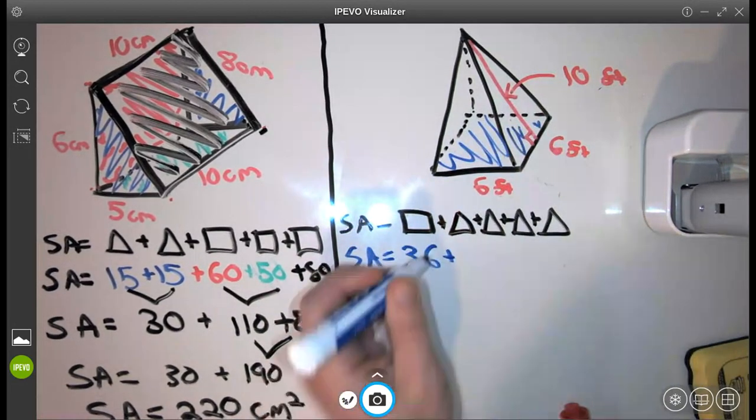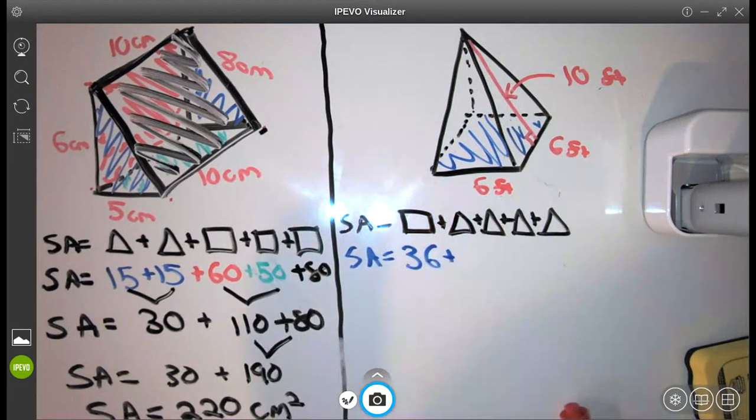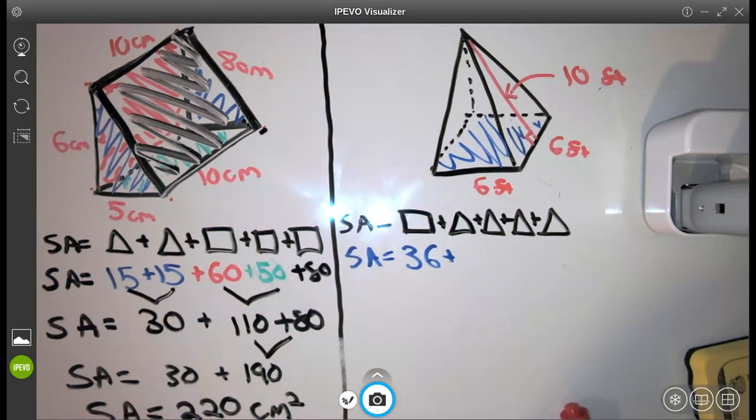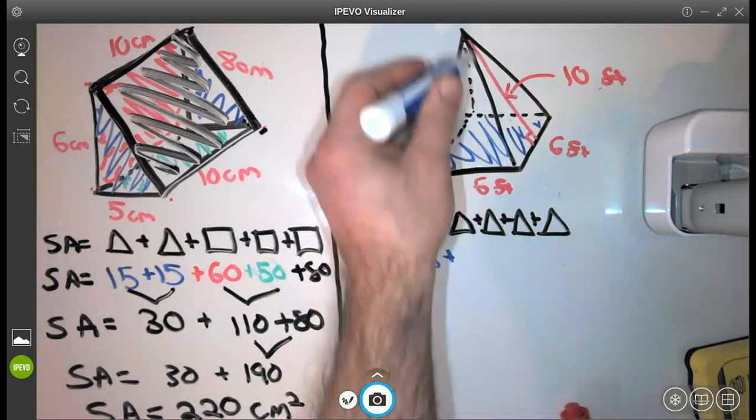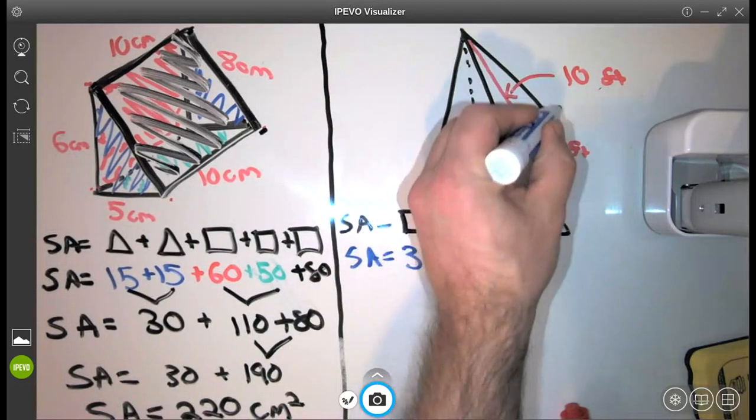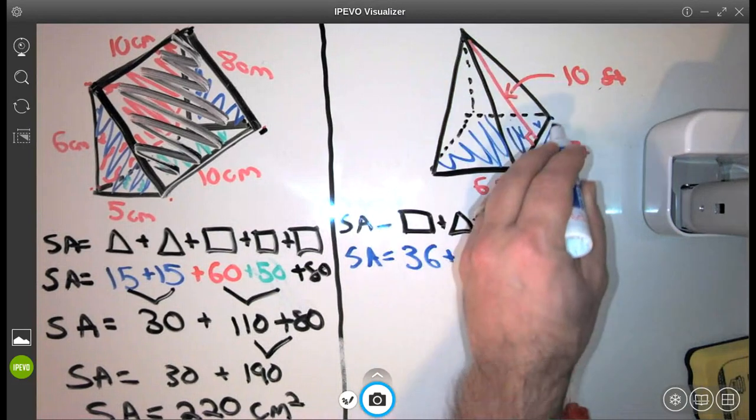Plus, now we have to find the area of the triangle. So you're probably not used to seeing a triangle on an angle like this. So what we need to do is, if you remember from the last lesson, the area of a triangle is base times height divided by 2. So I'm going to use this triangle here to find the area of. So the base here is 6, right? The length from here to here.